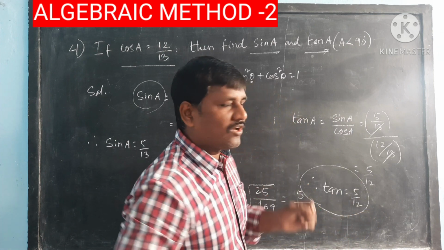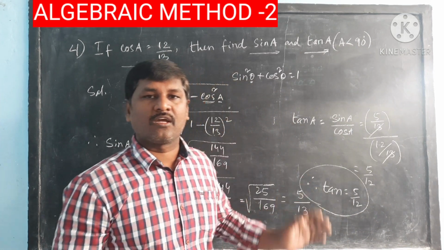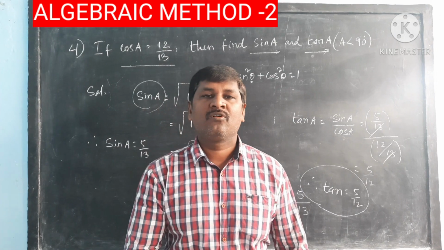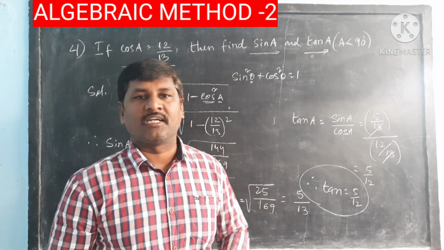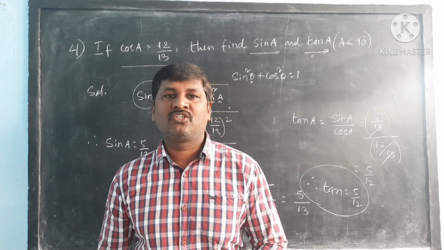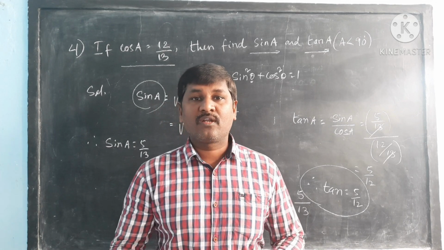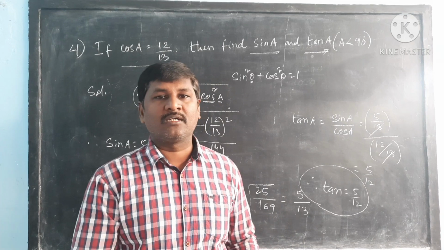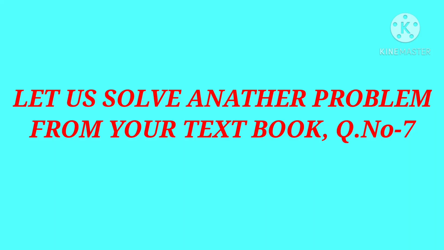So this is the way you can find the values of all trigonometric ratios if you use the trigonometric identities. So both the methods are valid. That depends upon your choice. You can write any method, but moreover you have to know that using multiple methods makes you the master in the subject. Now let us solve another problem from your textbook, question number 7.